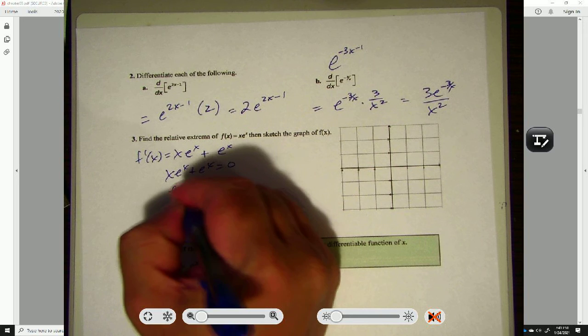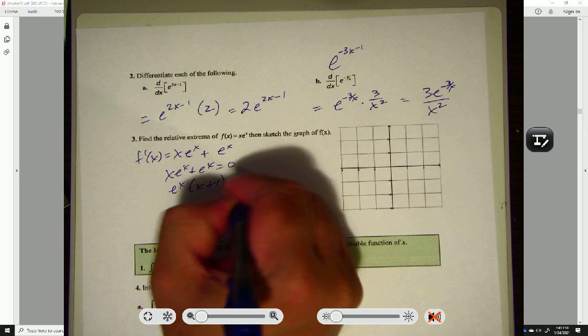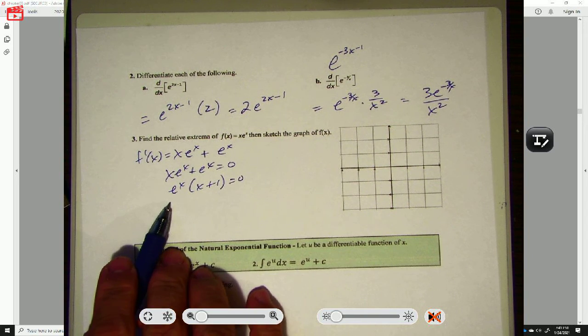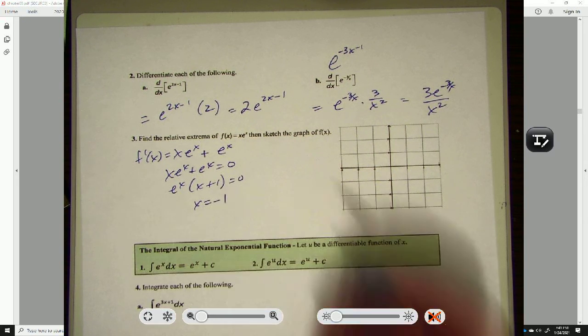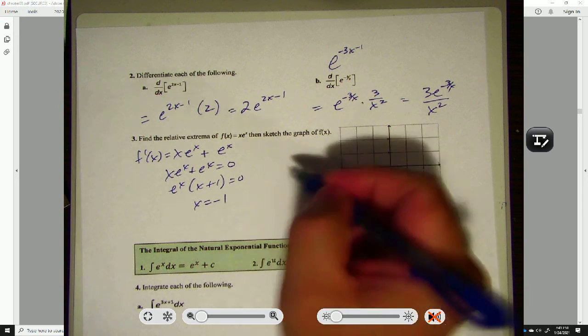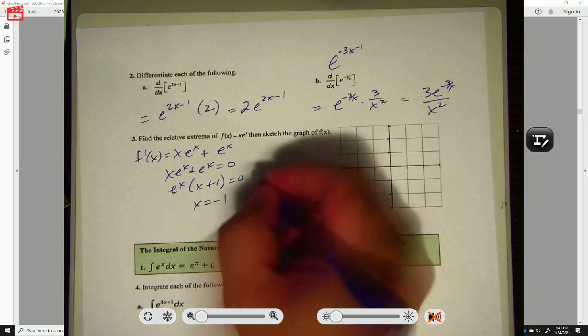Factor out e to the x, and I get x plus 1 equals 0. E to the x is never equal to 0. Remember, it's not even in the range of e to the x. So this is only equal to 0 when x is negative 1. So what does that mean? So we make a sign chart for that.